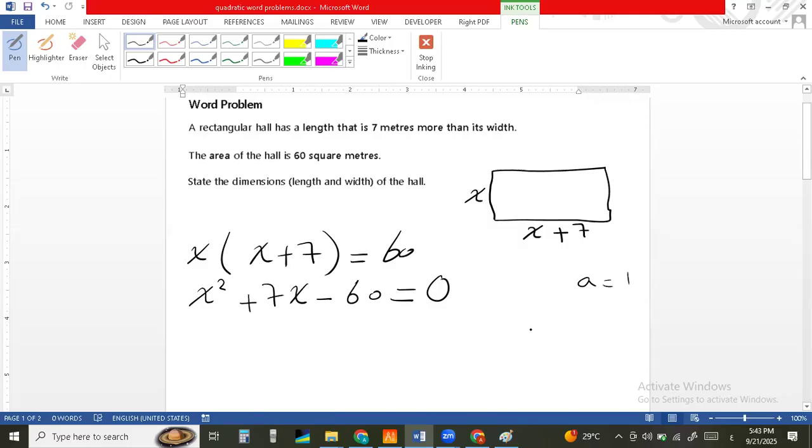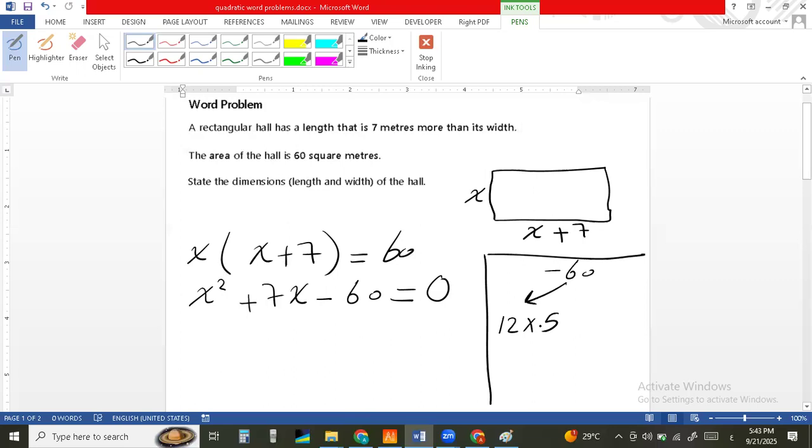So I need two numbers that multiply to negative 60, and at the same time they add to positive 7. What are they? You're going to find that it is 12 times 5, which gives me 60. I'm going to make it 12 times negative 5.